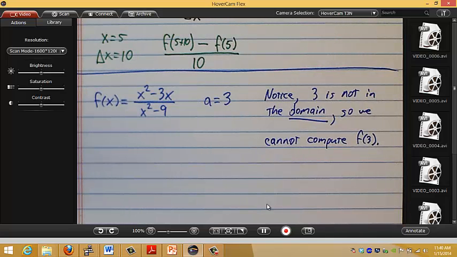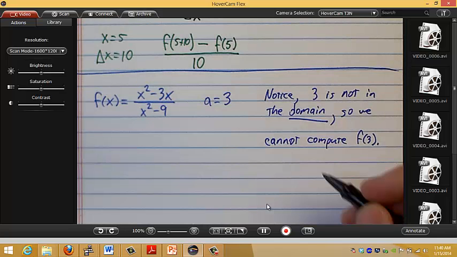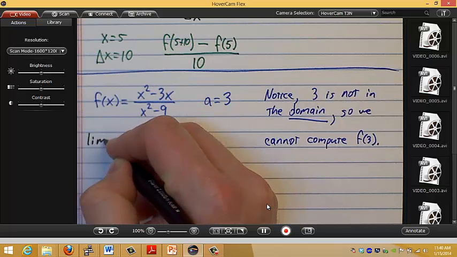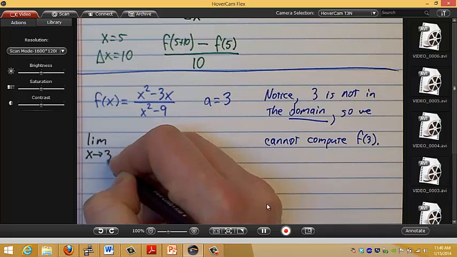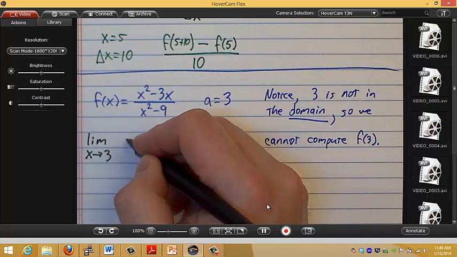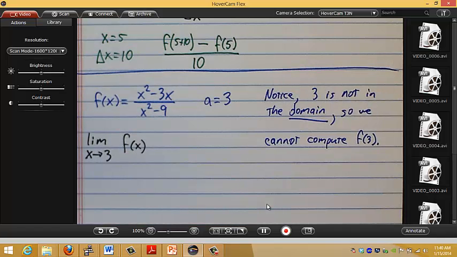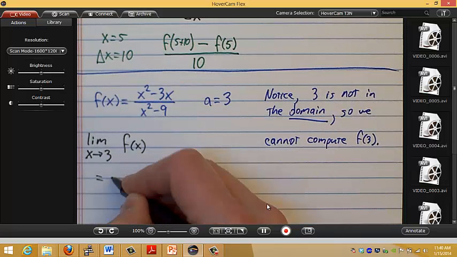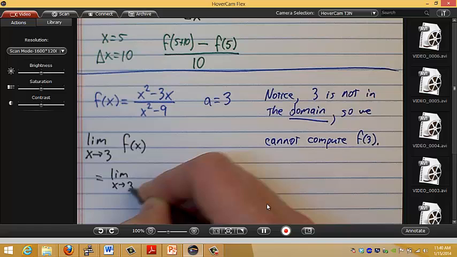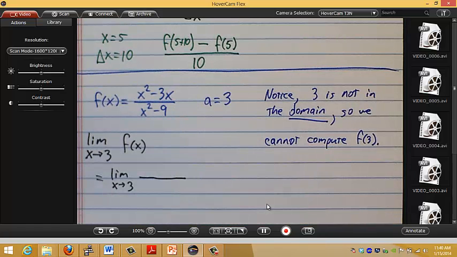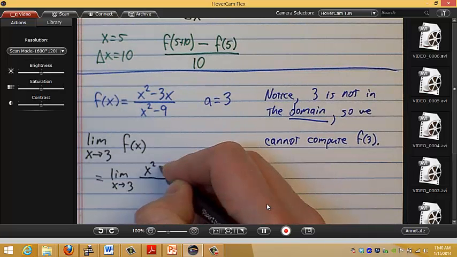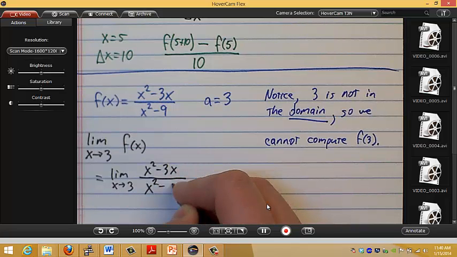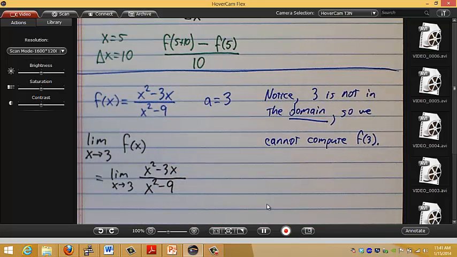So now here's a question. We're not supposed to compute f of 3 in this problem. What they're asking me to compute is the limit as x approaches 3 of f of x. That's what I'm trying to compute. Right? So what does that equal? Well, it's the limit as x approaches 3. And I'm going to write down the fraction. X squared minus 3x over x squared minus 9. Let's do that. And let's take the calculator out to help.